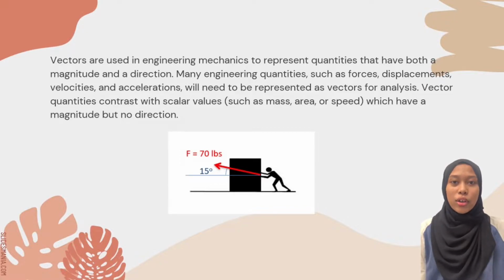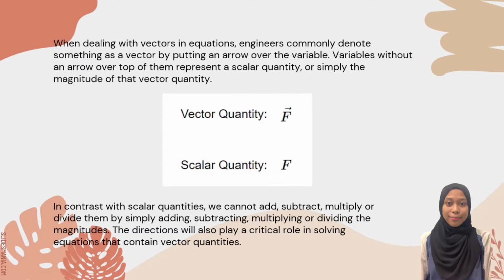Vector quantities contrast with scalar values such as mass, area, or speed, which have a magnitude but no direction. When dealing with vectors in equations, engineers commonly denote something as a vector by putting an arrow over the variable. Variables without an arrow over top of them represent a scalar quantity, or simply the magnitude of that vector quantity.